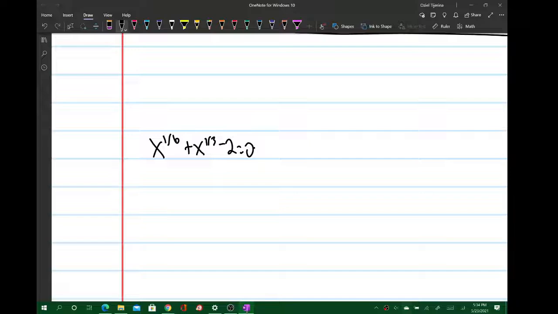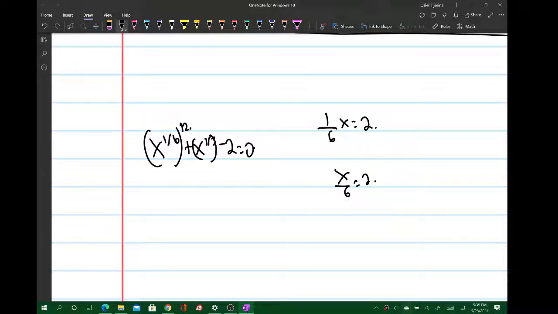Okay, so let's try to make this a 2. So how do we make this a 2? We're gonna have to say, well, 1/6 x equals 2, right? Because we want to know what we have to multiply by to make this a 2. So we do x over 6 equals 2. So that means that we have to do it times 12.